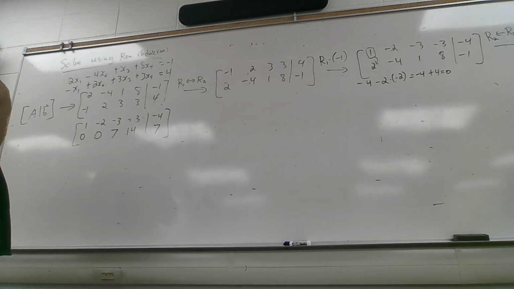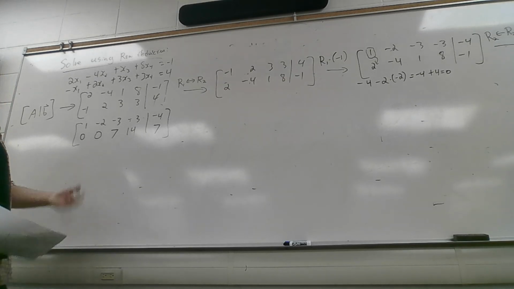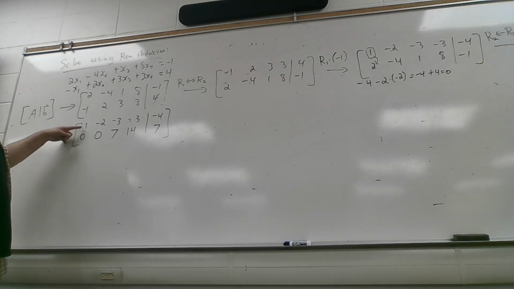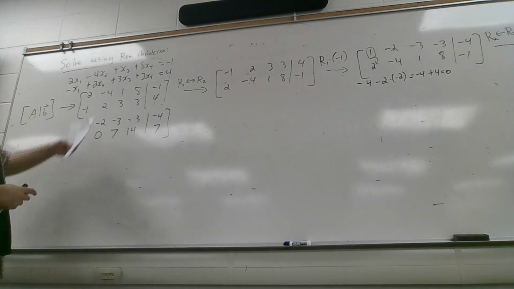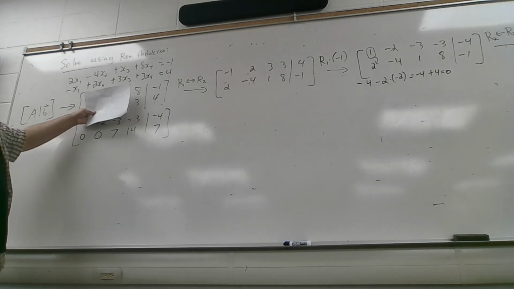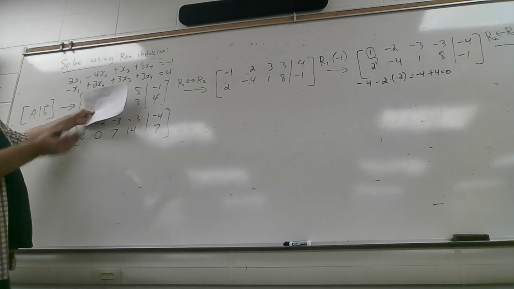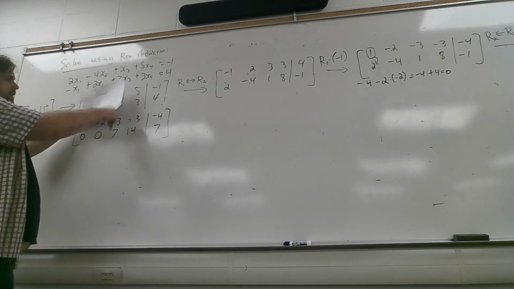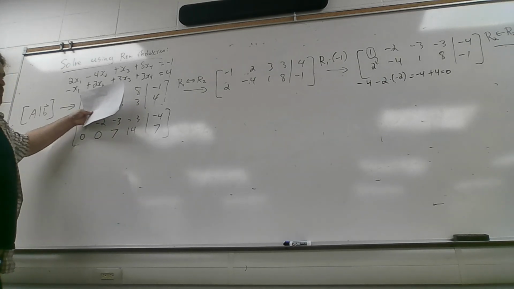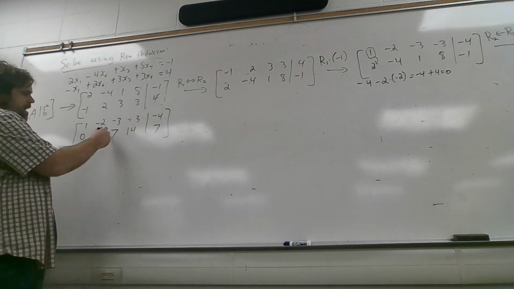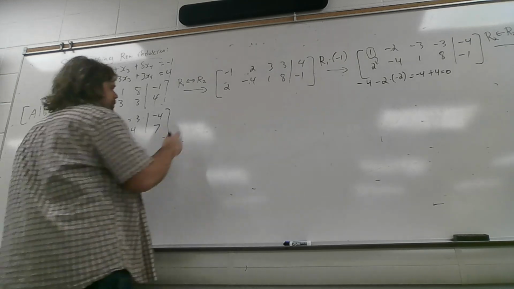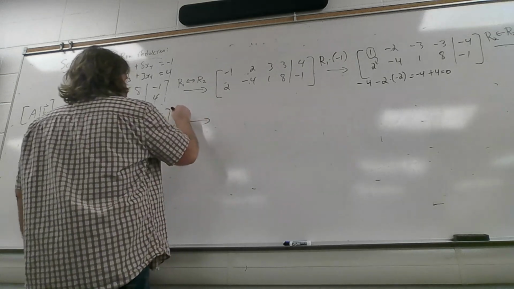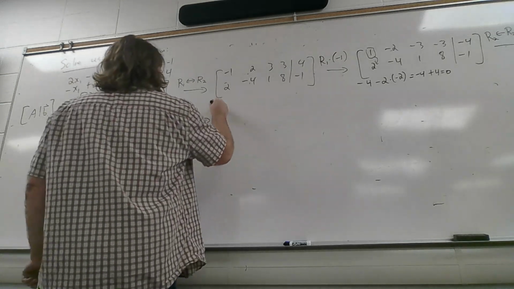Okay, so now we repeat the process. We created a 1 up here. We use it to make a 0 right below it. Cover that up and repeat. Although there's not a whole lot more left to do because there's no zeros to create below it. So we just take this row and make a 1 in front of it. So row 2 divided by 7.